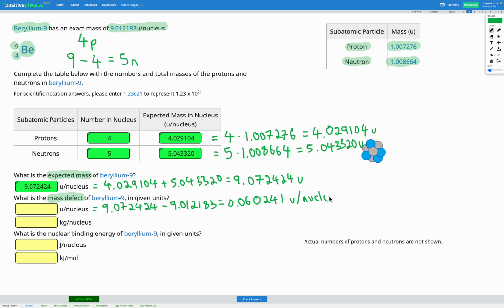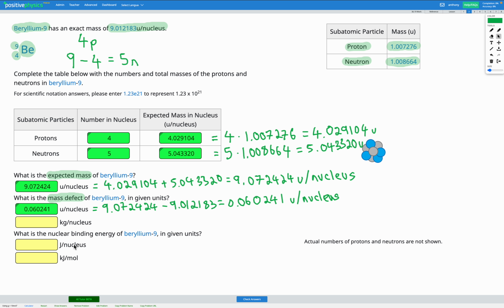And that was actually the same for our expected mass. So U, that's our atomic mass units, and it's per nucleus because we're talking about just one nucleus. So let's fill that in. We've got 0.060241 U per nucleus. That's the difference between our expected mass and our exact mass. So that much mass was released in the form of energy when our nucleus formed.